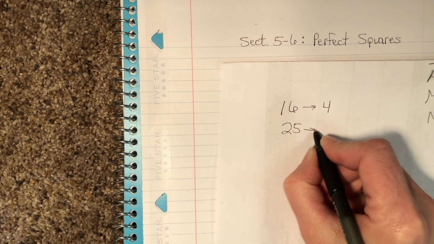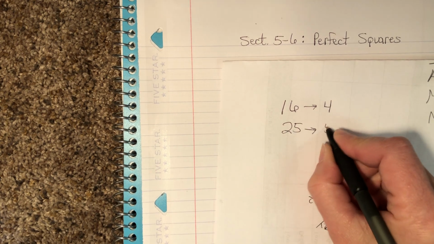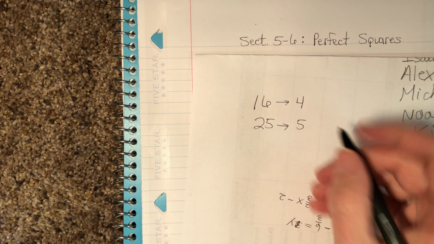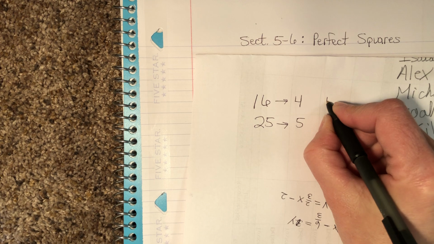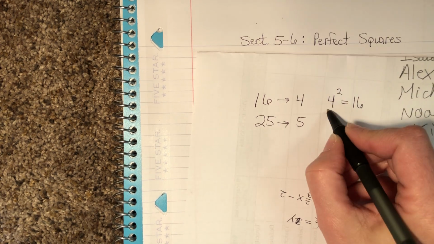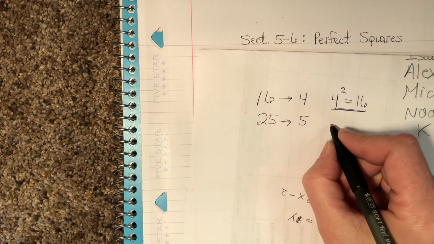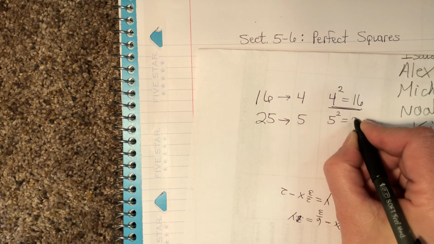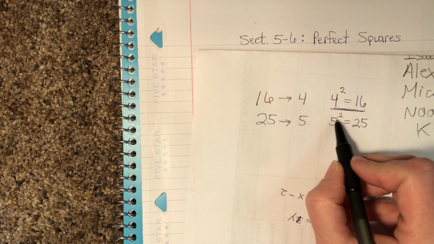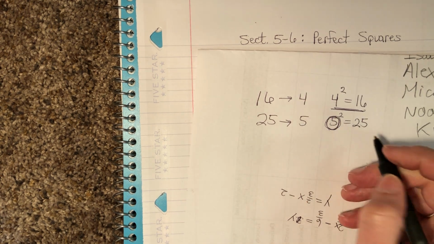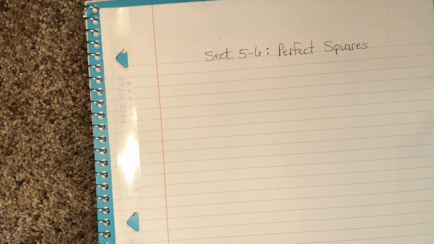25 is a perfect square because it has a square root of 5. And the reason 4 is a square root is because 4 squared equals 16, right? That just justifies why 4 is a square root. And the reason 5 is the square root is because 5 squared equals 25. Something times itself equals a number. This guy is the square root. Okay, so we'll come back to that in just a second.